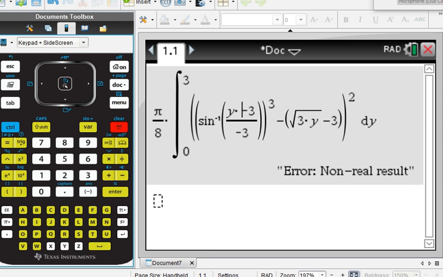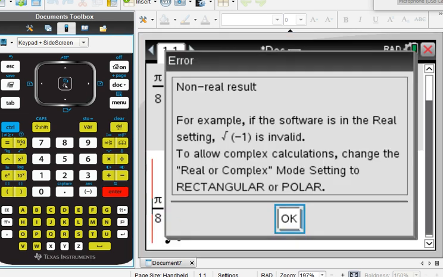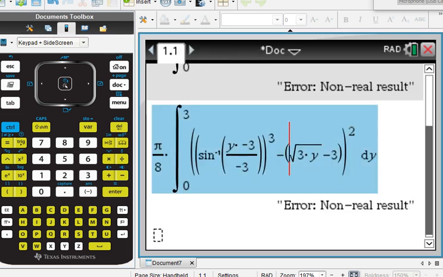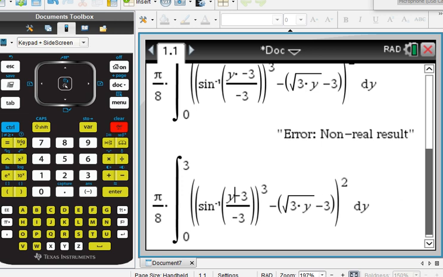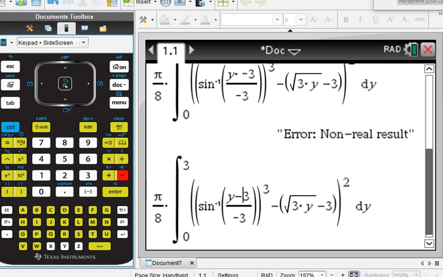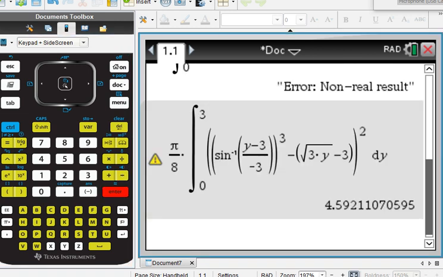So what you can do here is enter. And that allows you to, oops, let me just copy and paste here. I'm going to do Control C, Control V, and then edit this. I accidentally hit times, I didn't realize that right there. It should just be y minus 3. There we go. Now let's try it. There we go. So we get 4.592.